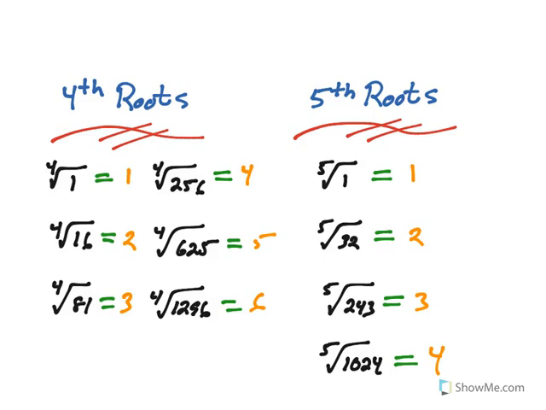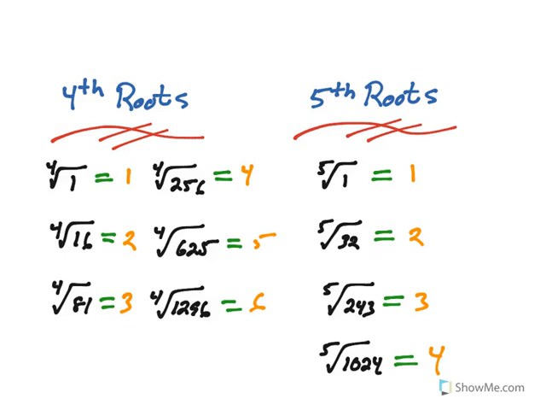And then the list of fifth roots is a very similar concept. Multiply a number 5 times, and then you get that number. So when you take the fifth root of that number, you get that number back. Okay, so the fifth root of 1 is 1, the fifth root of 32 is 2. Multiply 2 by itself 5 times, and you get 32 back. The fifth root of 243 is 3, and then of course the fifth root of 1024 is 4.